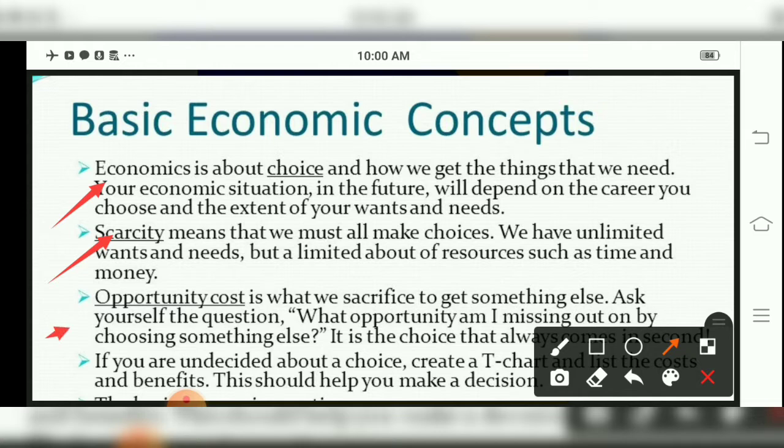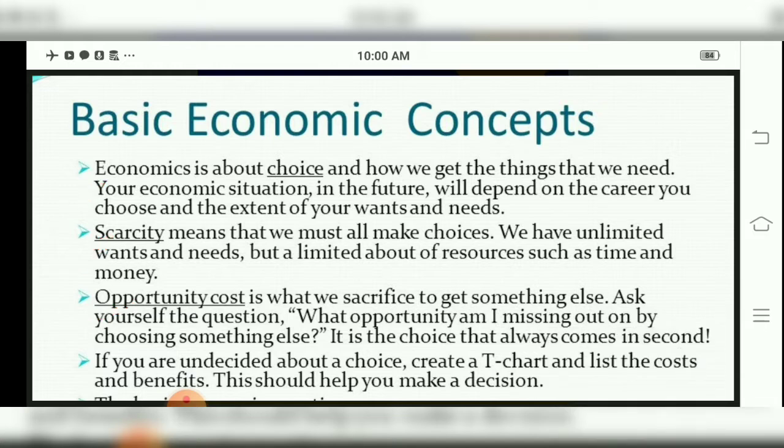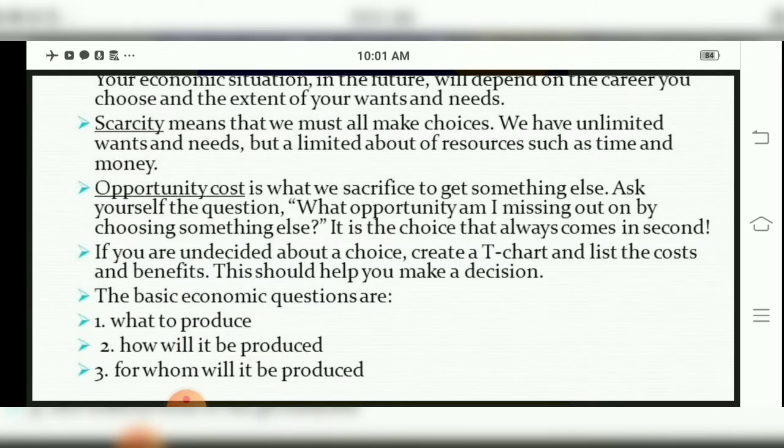Then the third basic economic concept is what? Opportunity cost. Now opportunity, everyone knows: we get a chance, say we get an opportunity to show ourselves, children. Here in economics, opportunity cost means what? Let us see: it is what we sacrifice to get something else. So ask yourself the question: what opportunity am I missing out by choosing something else? It is the choice that always comes second. So opportunity cost means if you are having an opportunity, children, you select that. So it depends upon your opportunity.